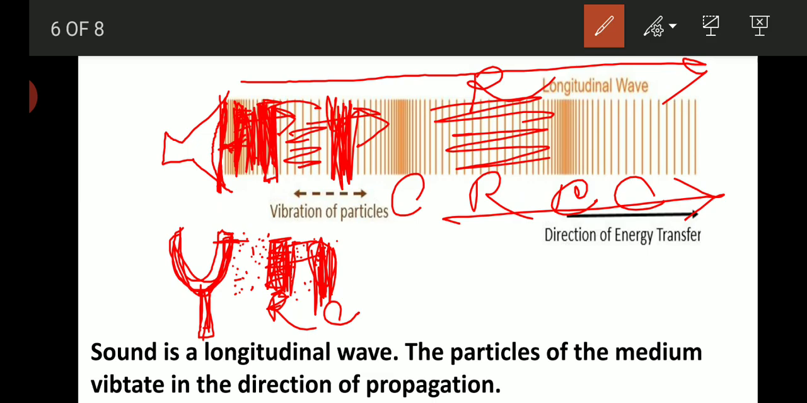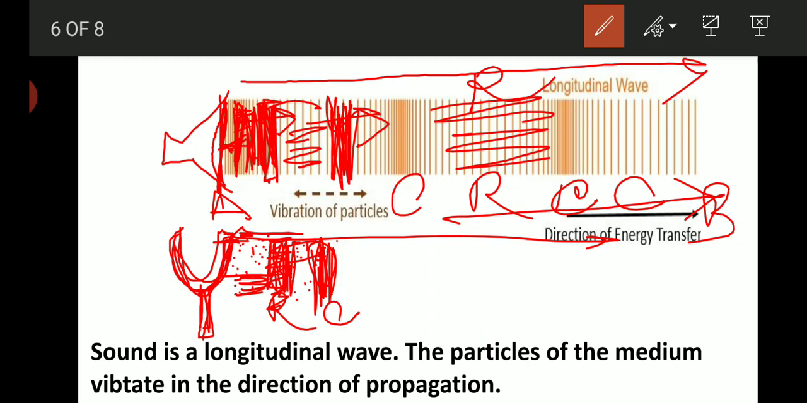So here the particles do not move from one point to another point. They vibrate about their mean position. Only the energy transfers from one point to another point. So here the sound energy propagates by the vibration of the medium particles, and the vibration of the medium particles occurs in the same direction in which the sound energy propagates. That is why sound is a longitudinal wave.